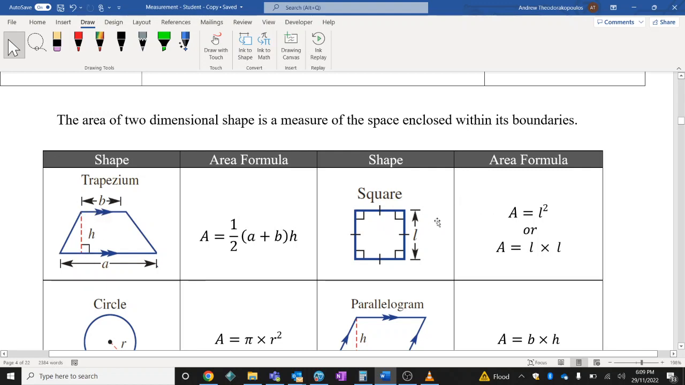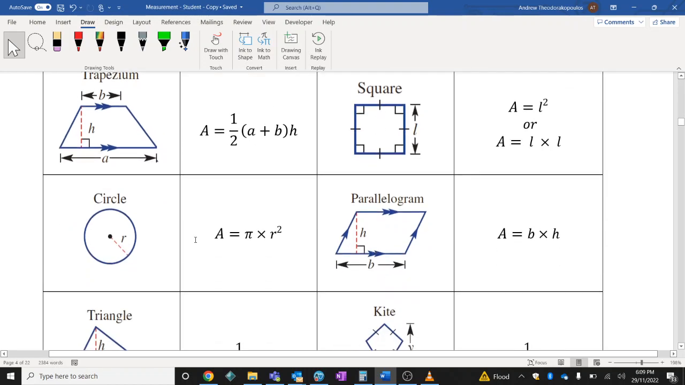The square you should all know by now. It's just length times length. And a square is only a square if it has 4 equal sides and 4 equal angles. The area of a circle is pi times r squared, and we'll go through an example like that, where the radius is the distance from the center outwards.